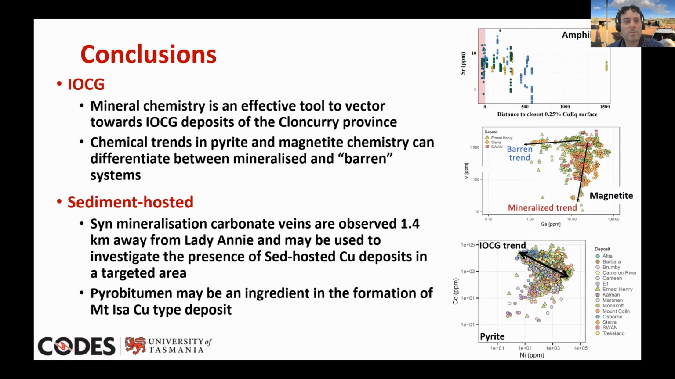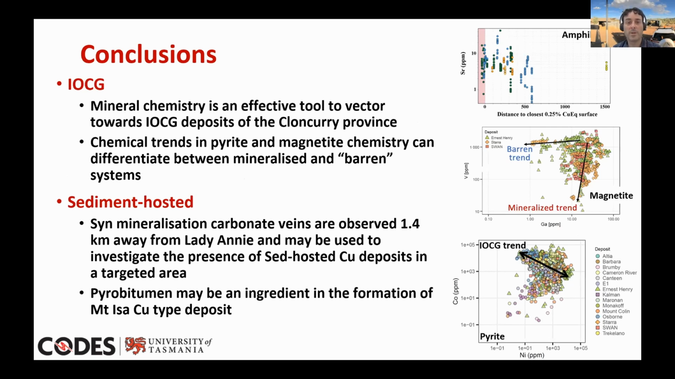To wrap up the talk, hopefully we've shown you from the IOCG perspective that these are very complex, multi-stage deposits. They don't form in just one bang. There was a progression from a reduced assemblage to a potentially more oxidized assemblage through time. But if we use mineral chemistry, we can effectively use it as a vector to mineralization. We've tested that in the Cloncurry province. We haven't tested that anywhere else, but we're expecting it will work as well.